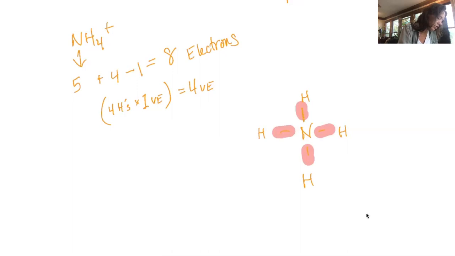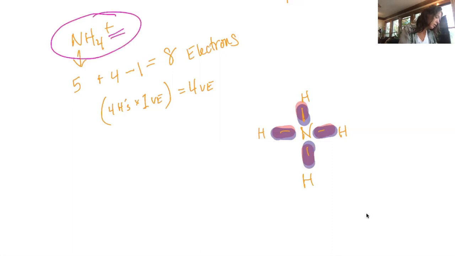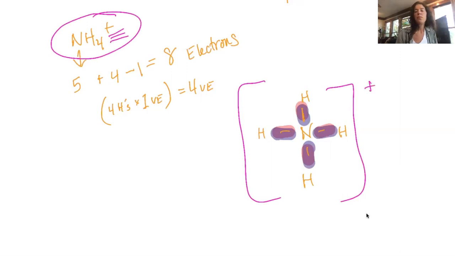He's got the nitrogen: 2, 4, 6, 8. So hydrogens have 2, nitrogen has 8. We're going to see this tetrahedral shape. Now, because we have this charge right here, we need to put him in brackets. We need to put that charge right there. Otherwise, it will be wrong.